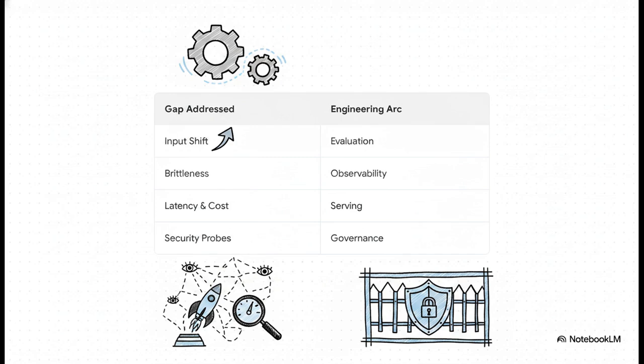To fix input shift and silent failures, we'll need robust automated evaluation. To survive integration brittleness, you have to build deep observability. To tackle latency and cost, you absolutely must optimize your serving infrastructure. And to defend against those security probes, that requires strict governance. Every single piece of this puzzle demands a highly specialized approach.